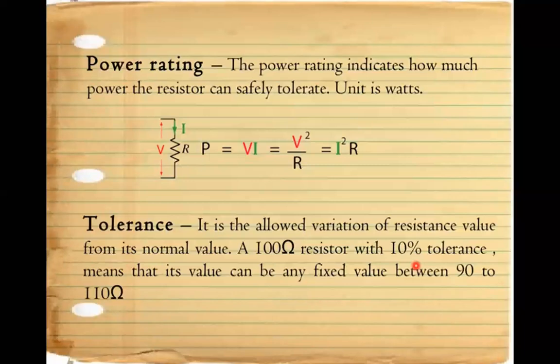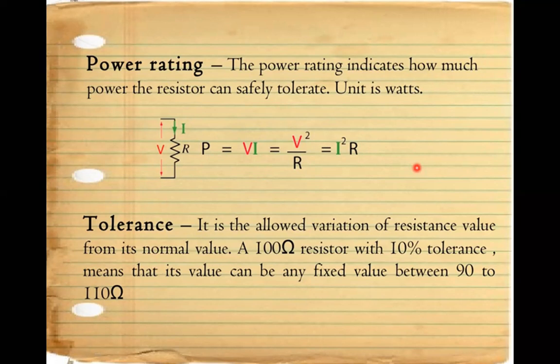Power rating indicates how much power the resistor can safely tolerate. What is power? Power is nothing but voltage into current. If this is a resistance and current I is flowing through it, we can measure the voltage across this resistor. Voltage is always measured in parallel, so this is V across R. This voltage into current is power. According to Ohm's law, VI can be written as V square by R, or as I square into R. And the unit for power is watts.